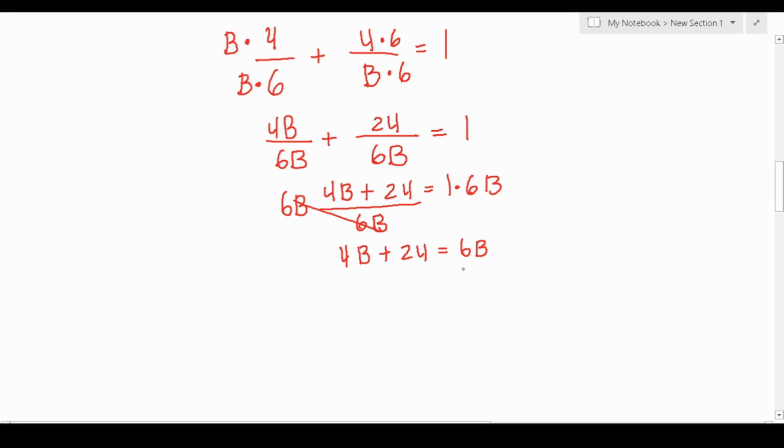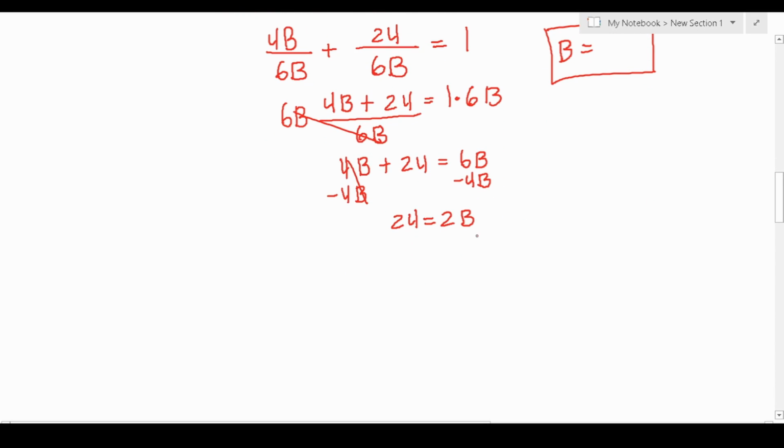Now we're just solving for b. The easiest way to do that is to subtract 4b from both sides. This crosses out, leaving us with 24 on this side equals 6b minus 4b is 2b. Again, we're trying to solve for b, so we want to get b equal to something by itself. So we're going to divide both sides by 2 as our next step. This crosses out, leaving us with just b on this side.